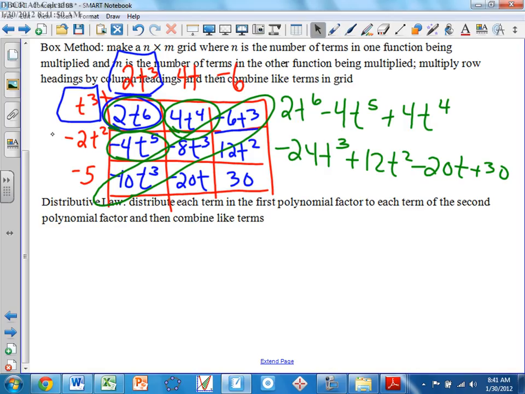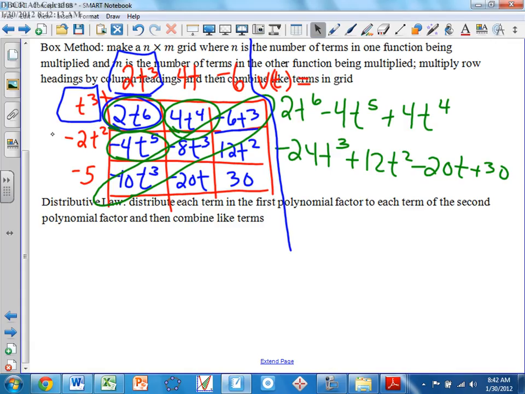I'm going to write up at the top V of t equals. Again, notice I wrote at the top here, V of t equals. You're not just multiplying, but you're finding the actual voltage function.